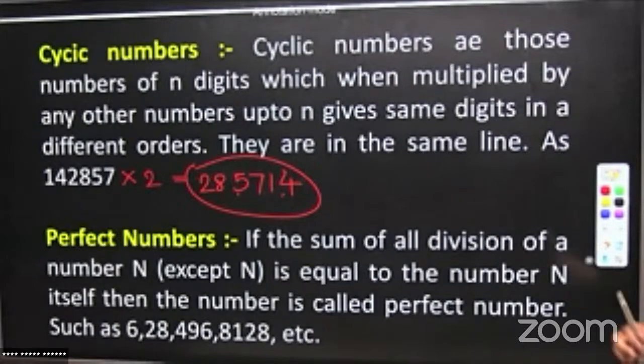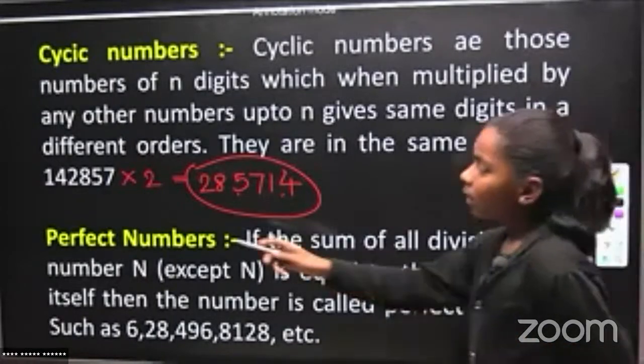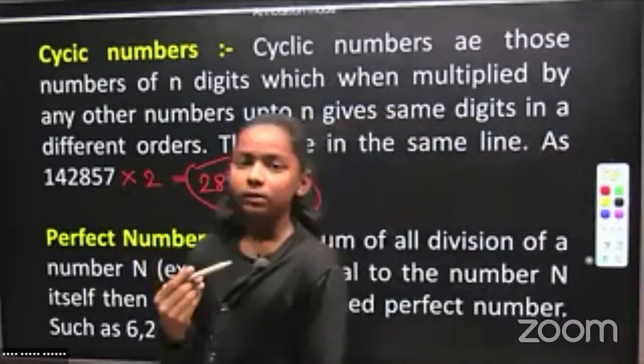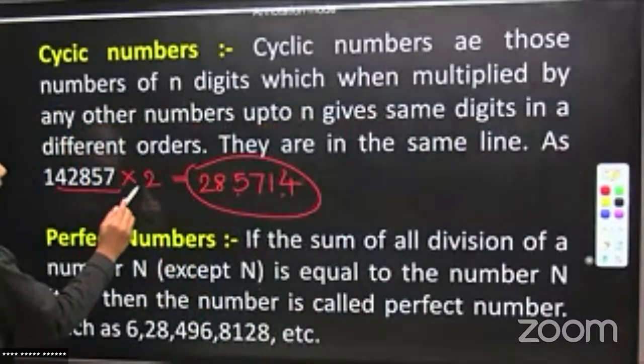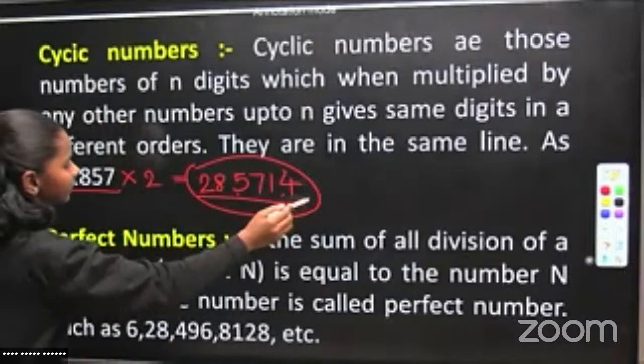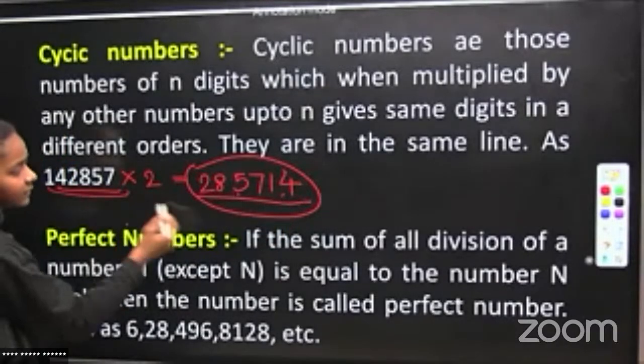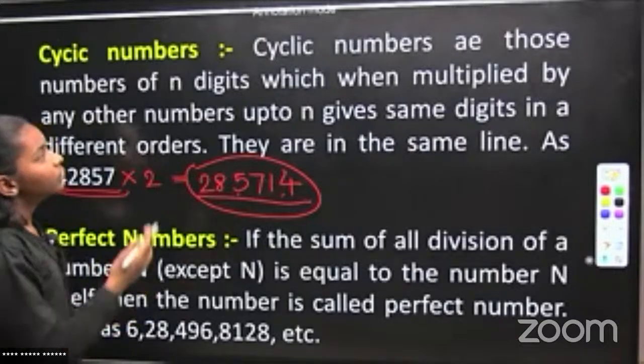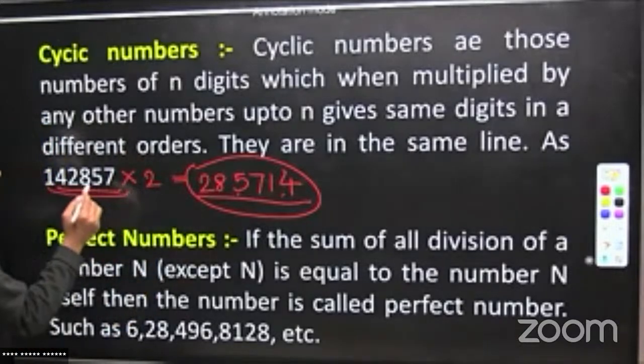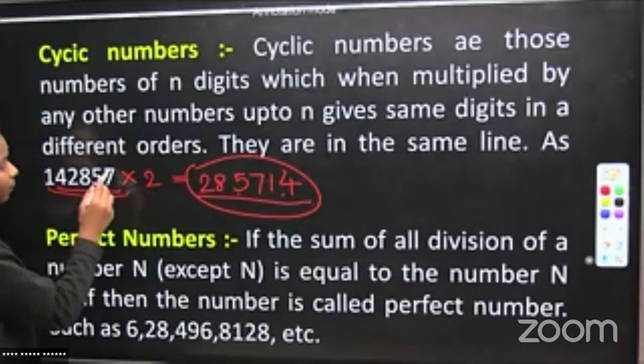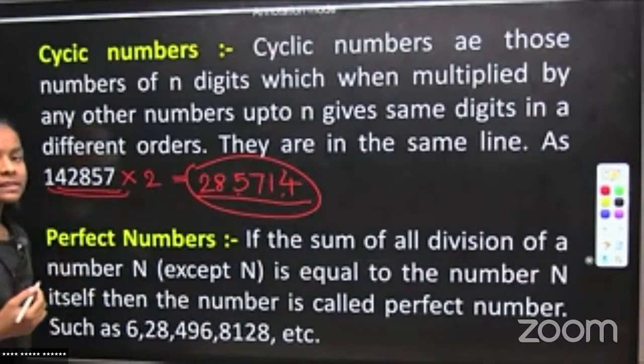Yes, students, write this definition in your copies. B, see here first. We multiplied this by 2. The answer is this. And all digits are same but in different order. So this is called a cyclic number. If there is any number which is like this, then this is called a cyclic number.